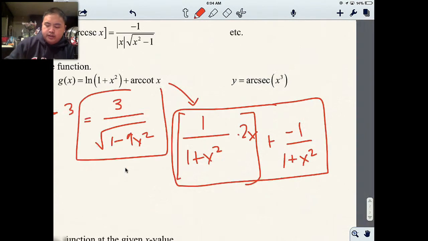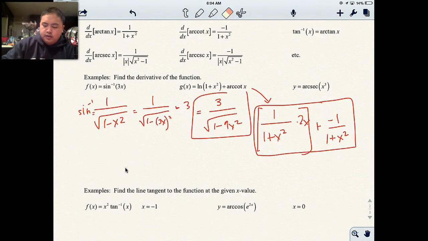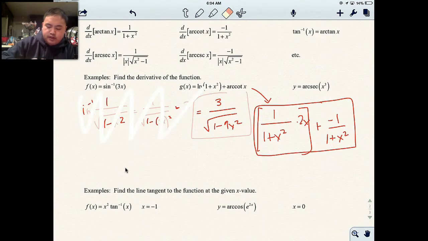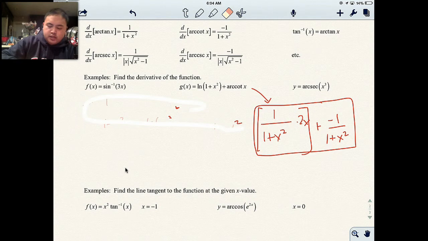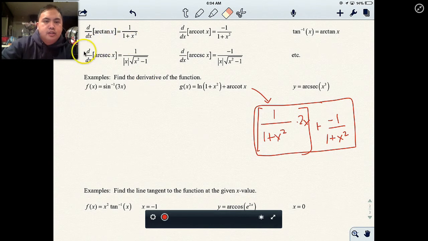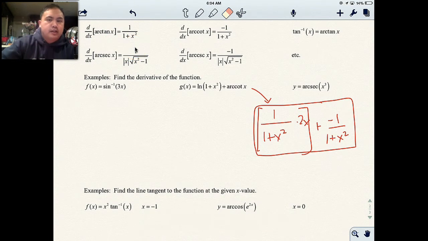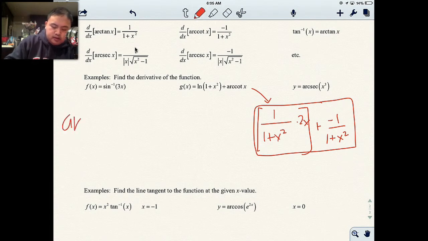And the last one, again, I'm running out of space, so let me erase this over here. The last one says, I want the derivative of arc secant x to the third. So all I do is I'm going to look at my arc secant formula, plug in x to the third everywhere I see x, and then multiply by the derivative of x to the third. So in this case, I'm going to write arc secant x to the third.